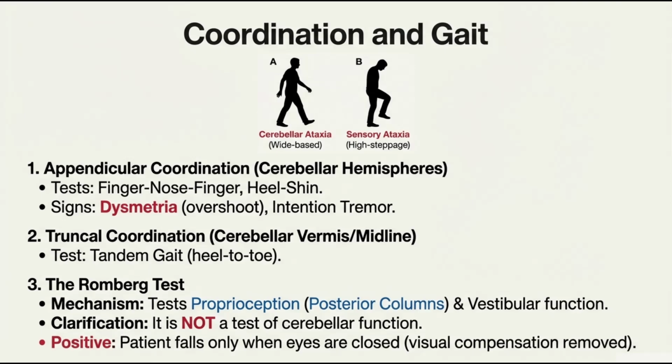Which is why we do the tandem gait test. That's why we make the patient walk heel to toe. It removes the wide base of support, and it forces the system to be perfect. If there is a subtle deficit anywhere in that network, tandem gait will expose it.